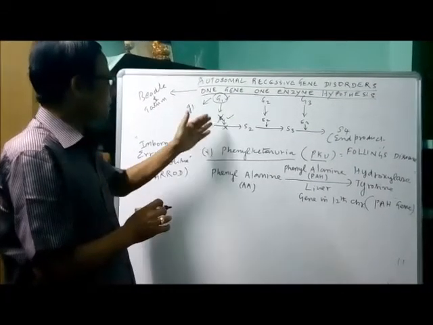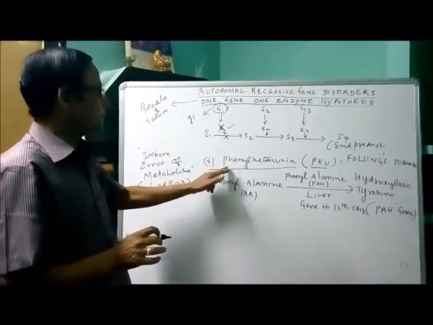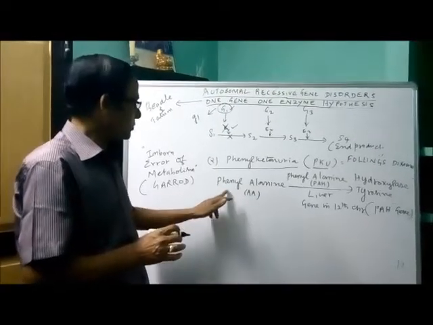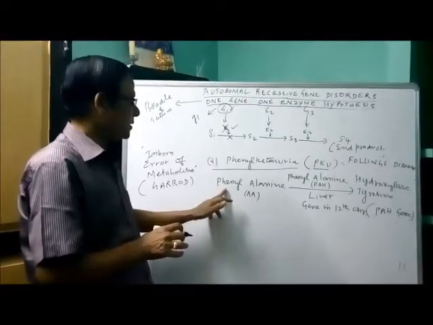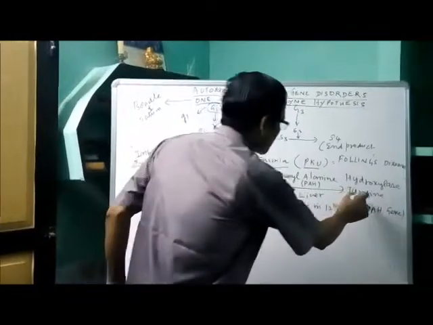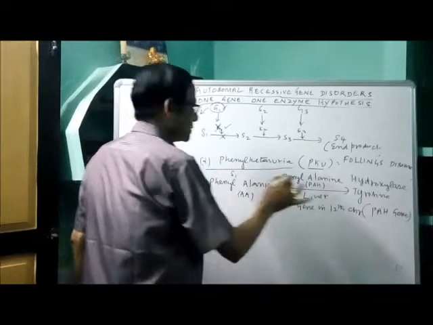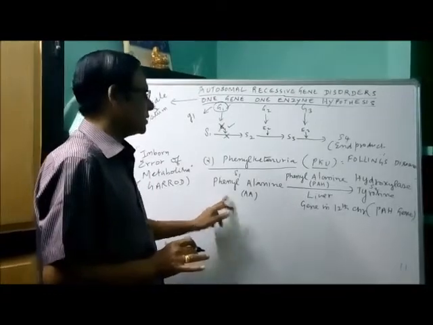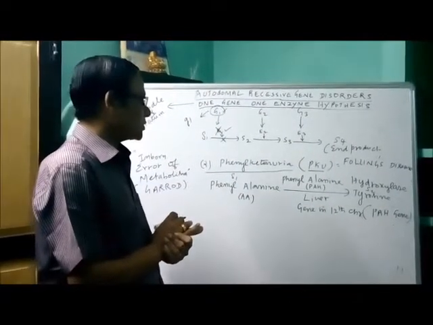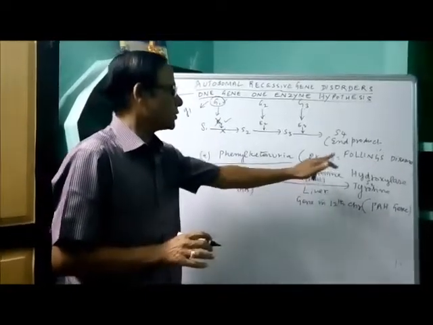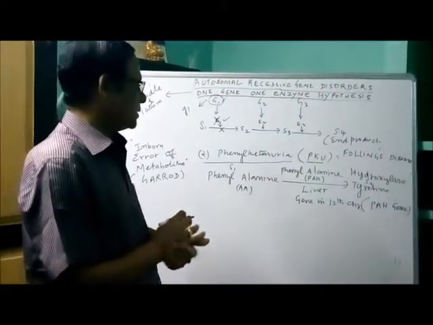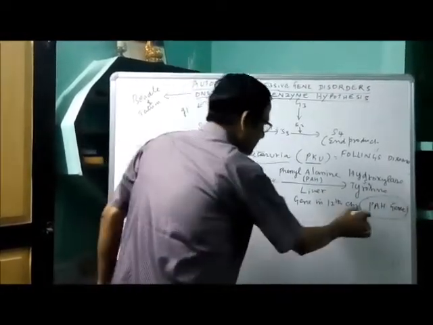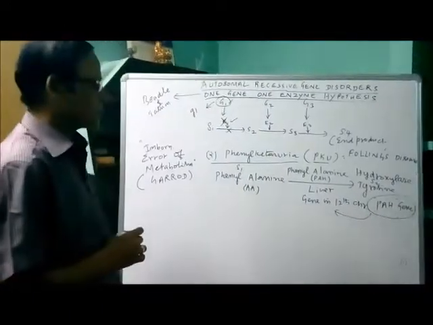Now, how do we correlate this with phenylketonuria? Phenylketonuria results from a metabolic block in the metabolism of phenylalanine. Phenylalanine is converted into tyrosine. Let's assume this is S1 and this is S2, the final product. So this is the raw material, and that is the final product. The conversion is brought about by the enzyme phenylalanine hydroxylase in the liver. This enzyme is coded by the gene PAH, present in the 12th chromosome.